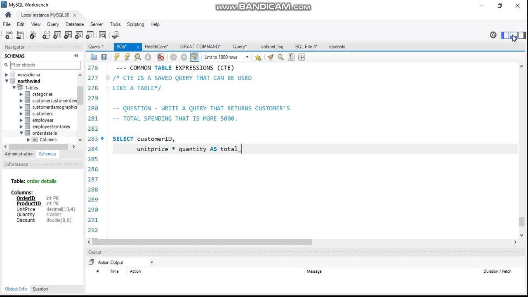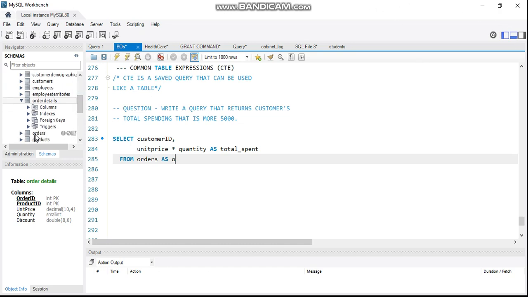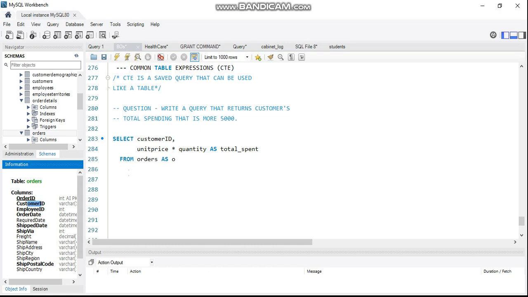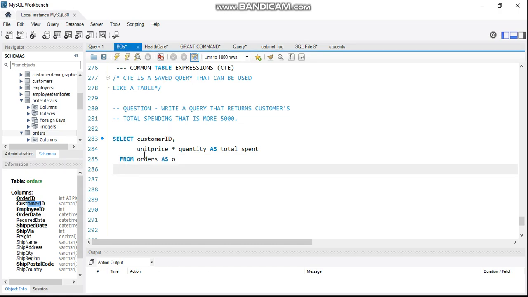We look at the amount: the unit price that we sell our goods at, times the quantity of goods that they bought, from orders as O. This is orders. From orders we have our customer ID, that's where we have our customer ID, so that's why we're using orders. And so far we don't have unit price here. We do not have unit price in orders.